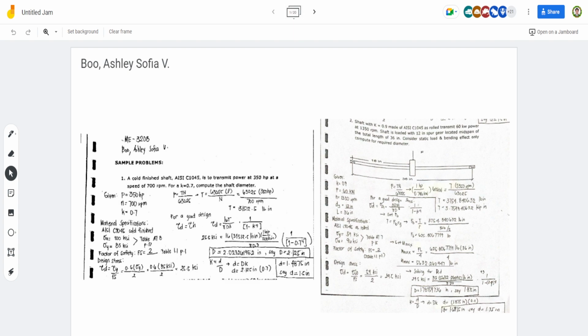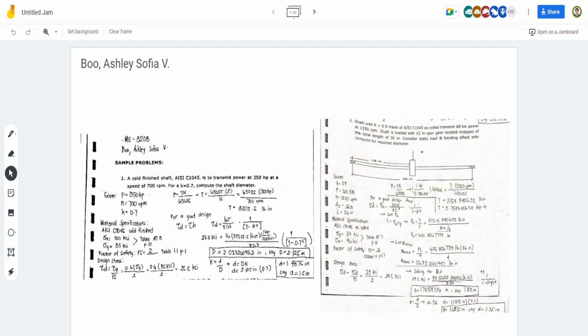Since we don't have the value of force yet, let us find the force first, where force is equal to T over radius. Since we also don't have the value of T, we will find T first, using power is equal to T times N over 63,025. And then the power needs to be converted from kilowatts to HP.